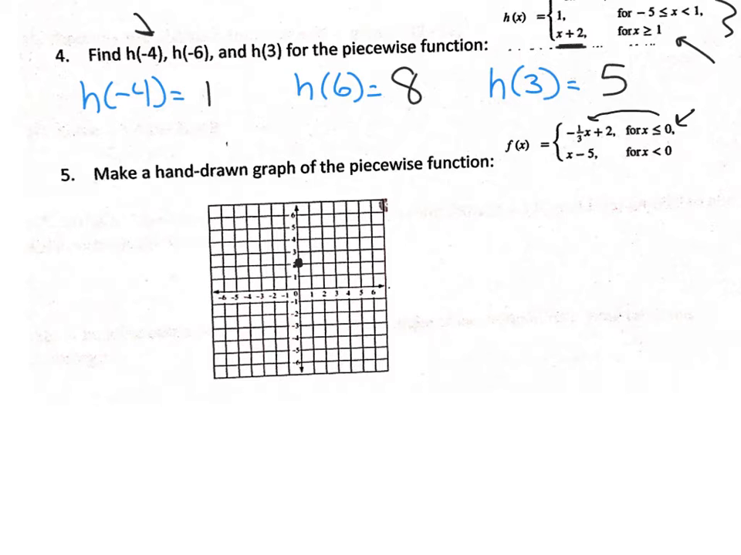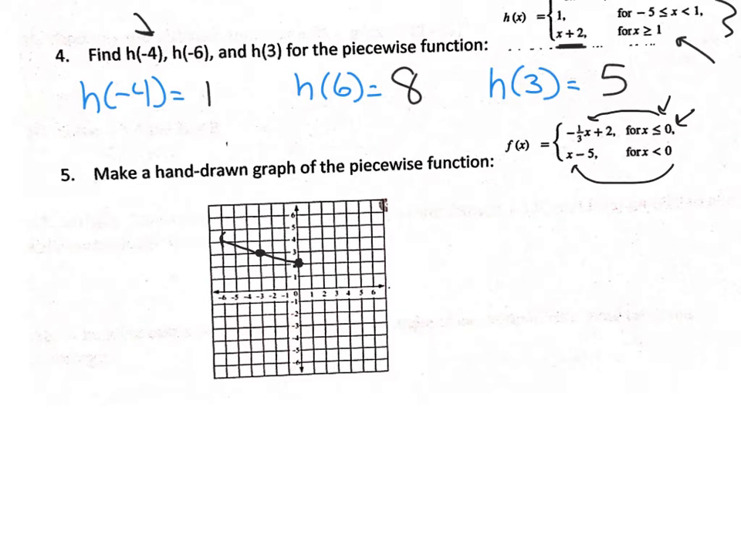And the slope is -1/3, and also it says less than 0. Less than 0 means I have to go left, and the slope is -1/3, so instead of going down and right, I'm going to go up and left, -1/3. Go there, connect the dots. There's your first part. The second part, do the same thing.